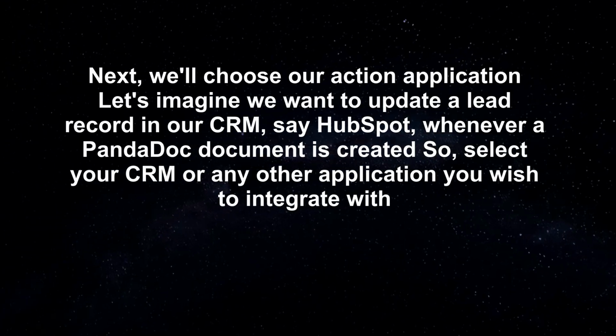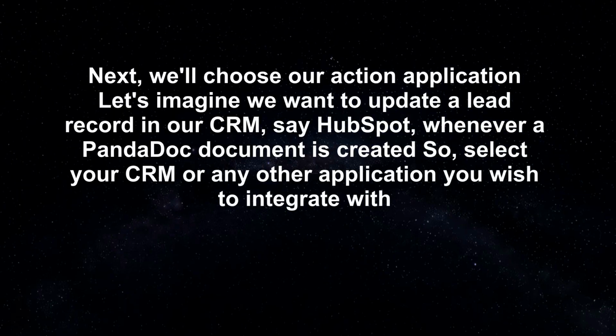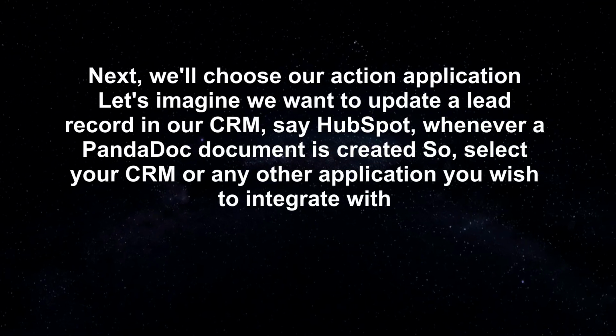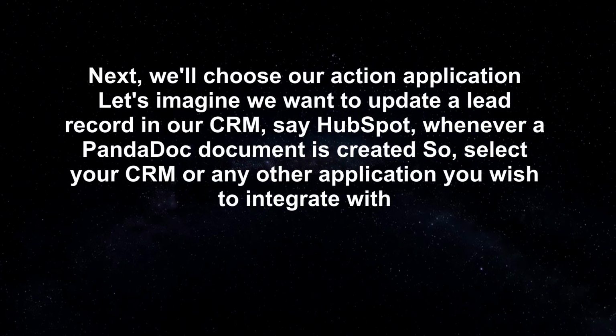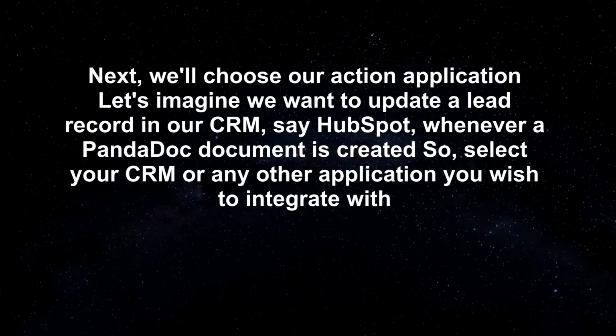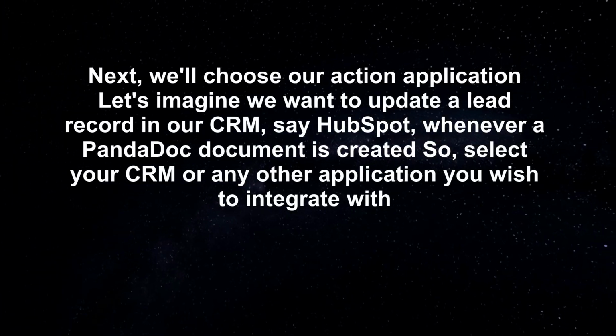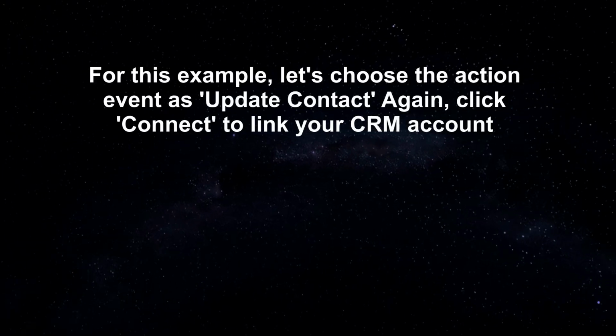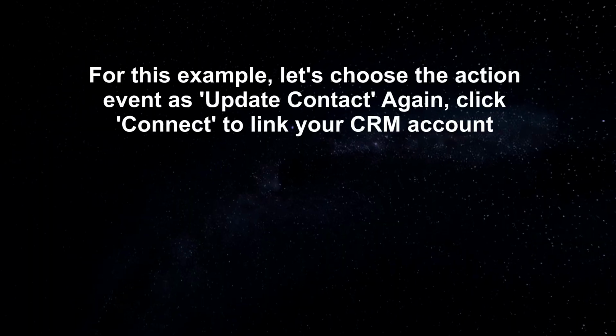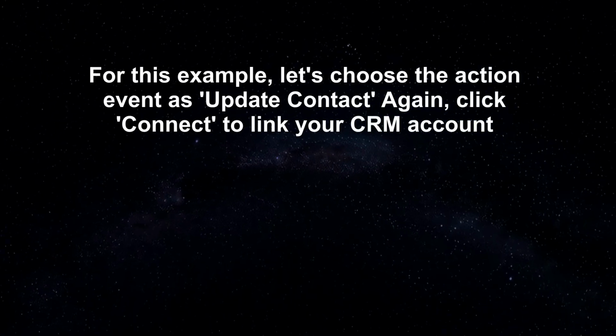Next, we'll choose our action application. Let's imagine we want to update a lead record in our CRM, say HubSpot. Whenever a Pandadoc document is created, select your CRM or any other application you wish to integrate with. For this example, let's choose the action event as Update Contact. Again, click Connect to link your CRM account.